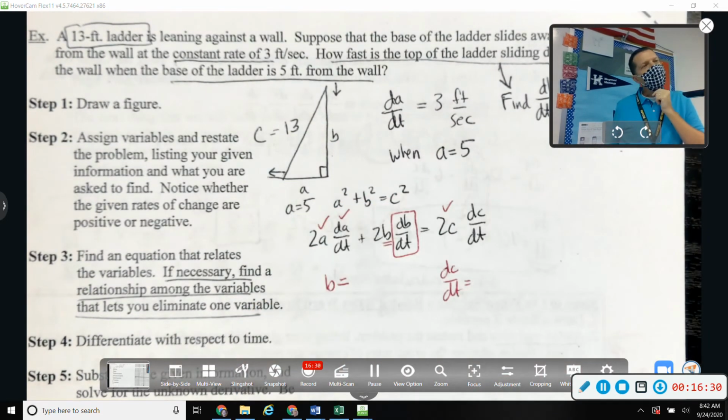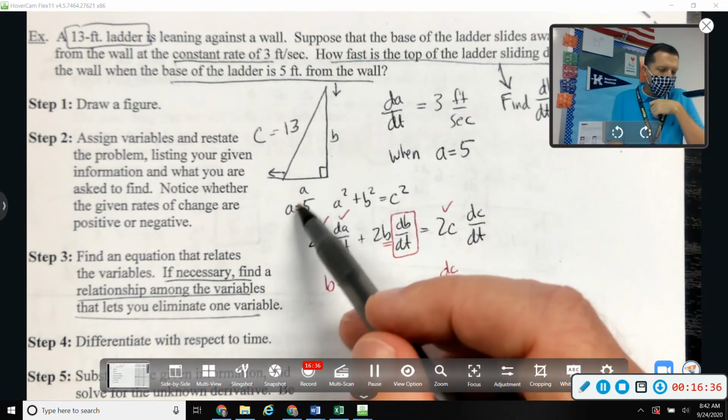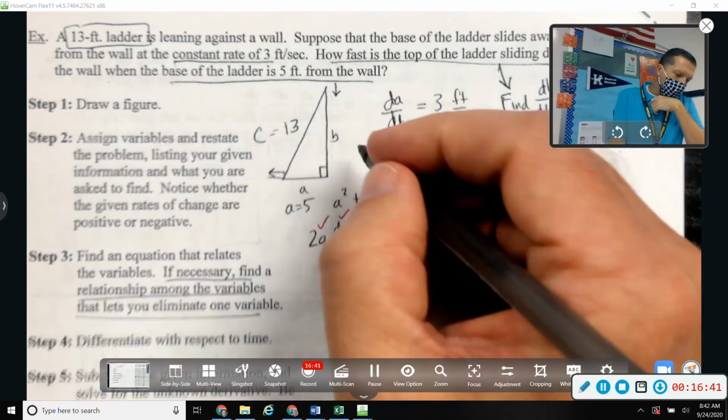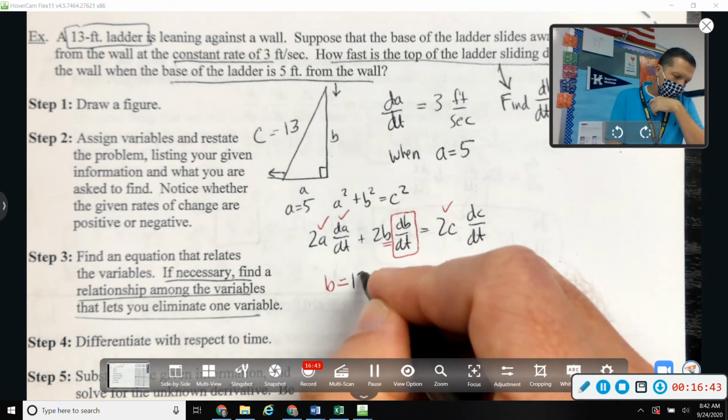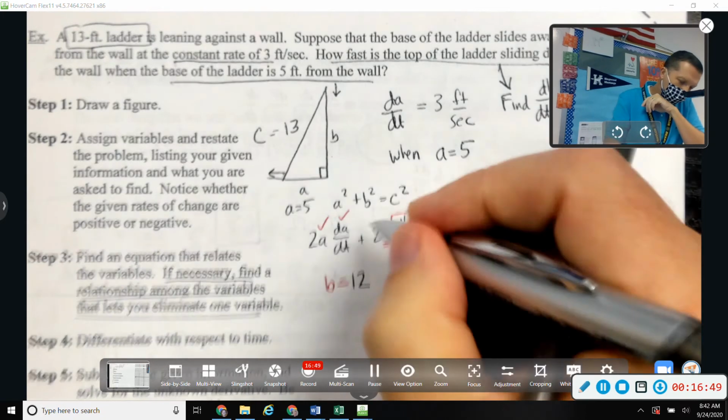Anybody know what B is equal to? 12. That's a 5, 12, 13 triangle. So this one's a little bit sneaky. It didn't give me exactly everything I needed, but I know enough to know that B is 12. A squared plus B squared equals C squared. So I know B.